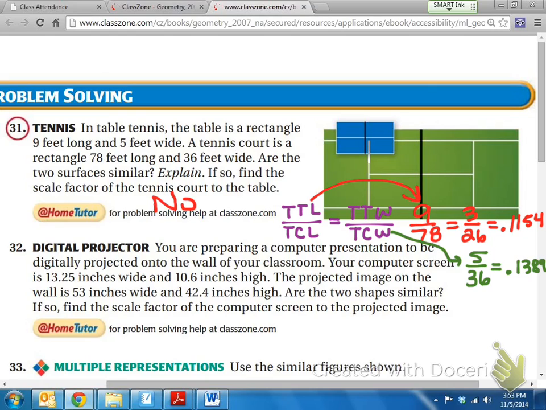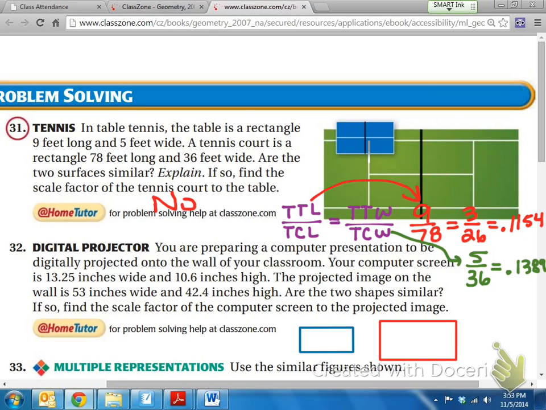So you're preparing a presentation to be projected on the wall of a classroom. The computer screen is 13.25 inches wide and 10.6 inches high, and the projected image on the wall is 53 inches wide and 42.4 inches high. So are the two shapes similar?